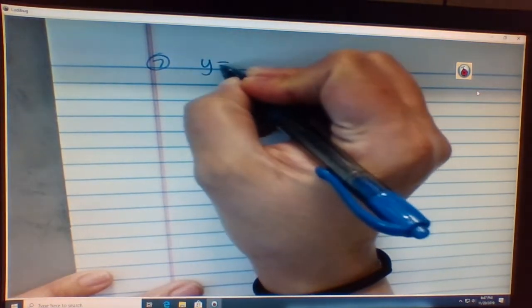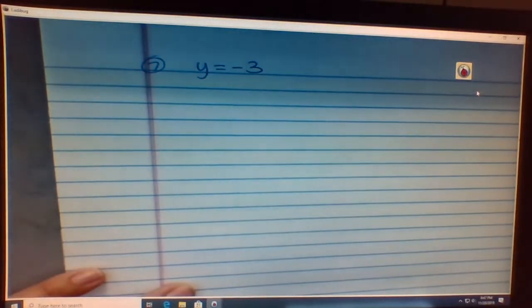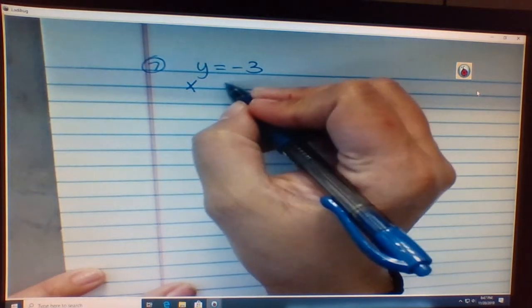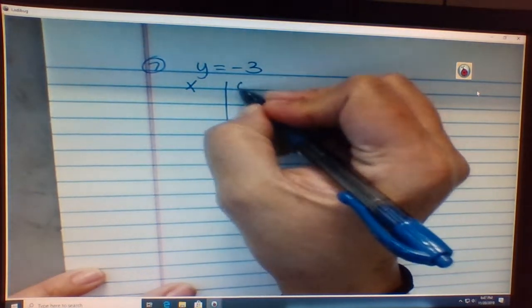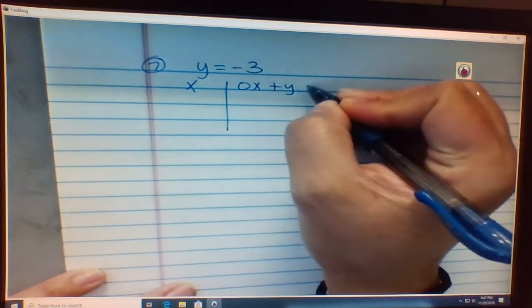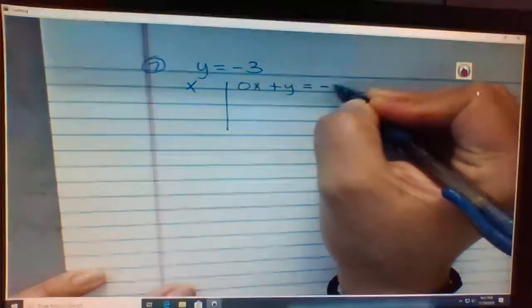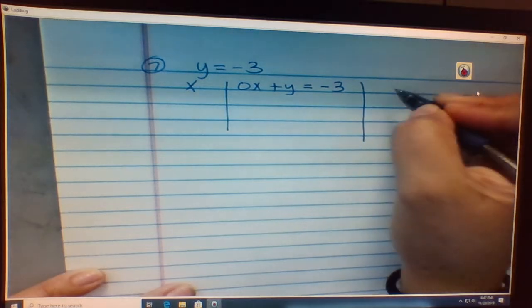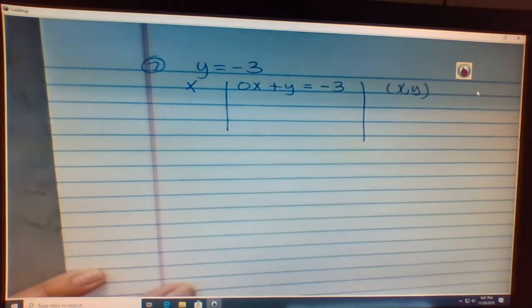All right, so this is your problem. y equals -3. What type of line is this going to be? Do you know? There's no x. You did that purposely this time? Yes, purposely, there is no x. So 0x plus y equals -3.